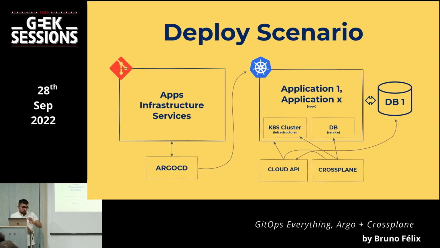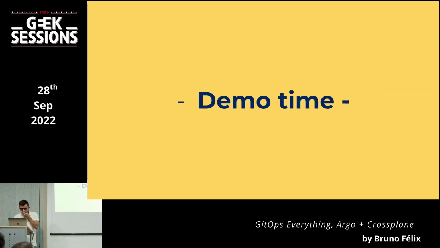Crossplane will know those CRDs, of course, and then we'll have a provider. Crossplane will contact the provider, and knowing our CRDs, will talk to the cloud provider and say, okay, deploy a Kubernetes cluster and deploy a database as a service. So this is what is prepared right now.